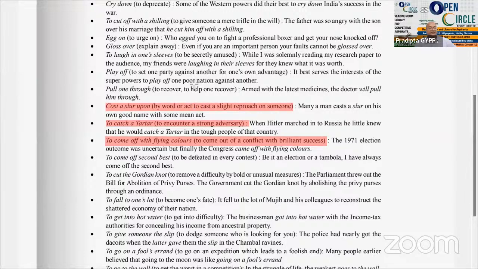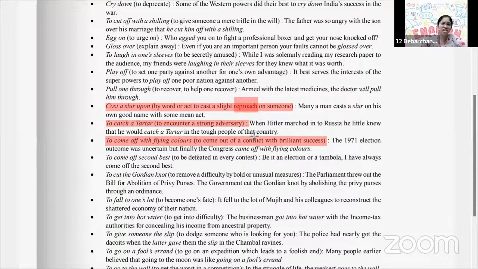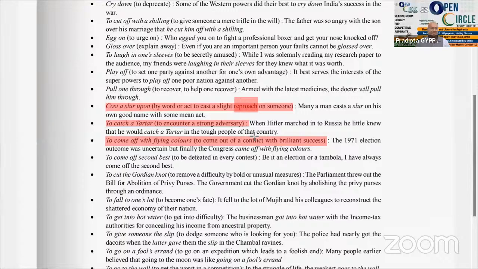Now you see the meaning written. By word or action, you cast a slight reproach. What is the meaning of reproach? Sir, it means to approach again. Reproach means disrespect, insult. Write it down. ठीक है.